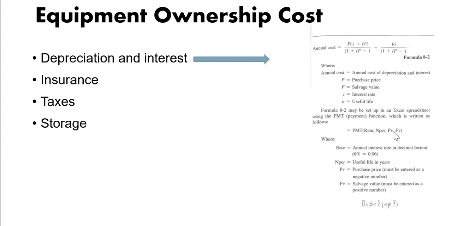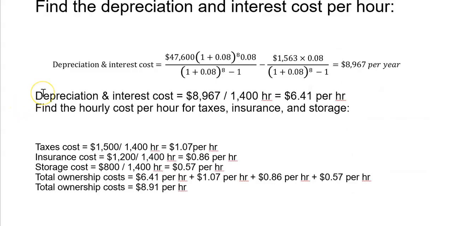Okay, so let me go to the next slide, and I'm gonna go over the same example that you have in your book, page A96. Using the formula, we are going to calculate depreciation and interest cost per hour. So the P value that you see here is 47,060,600.